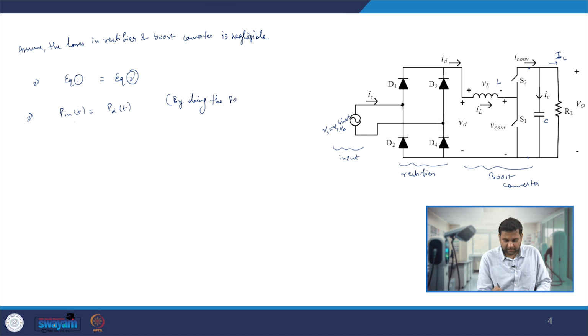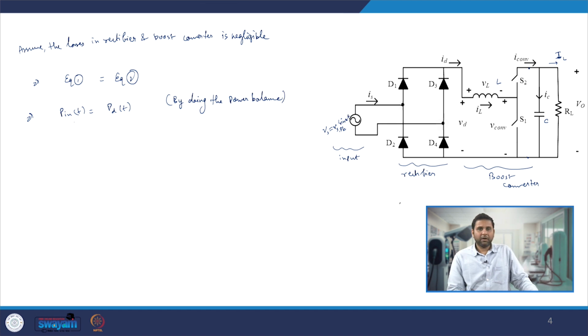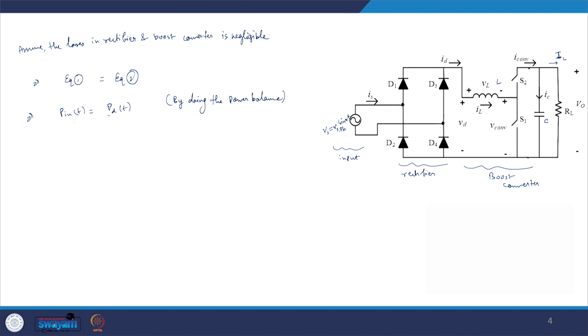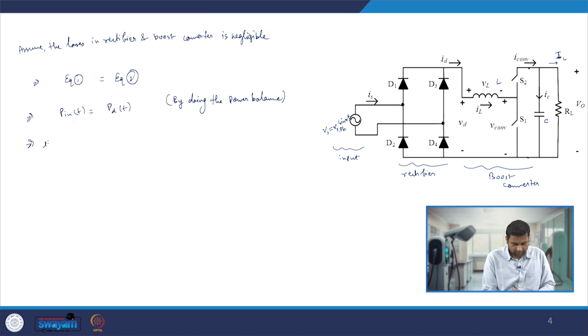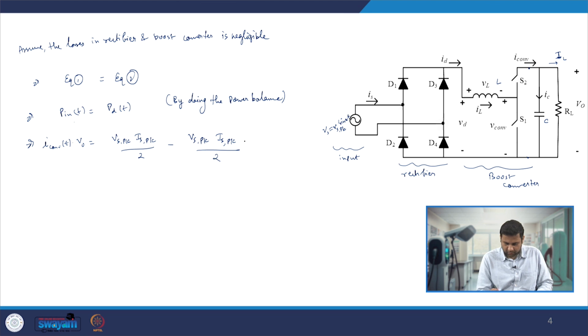Doing the power balance. Whatever the input coming in is going into the output. So we can write that P in of t is equal to P D of t. Now that implies, if we write down our equation number 1 and equation number 2, we can write I converter of t times V naught is nothing but Vs peak Is peak by 2 minus Vs peak Is peak by 2 cos 2 omega t.